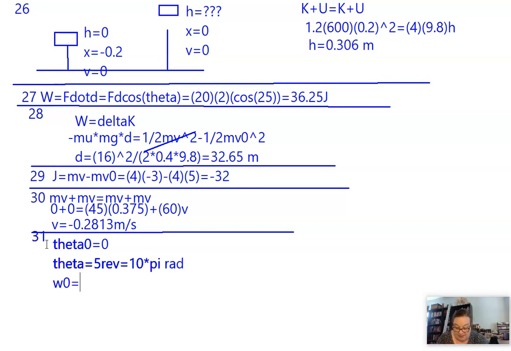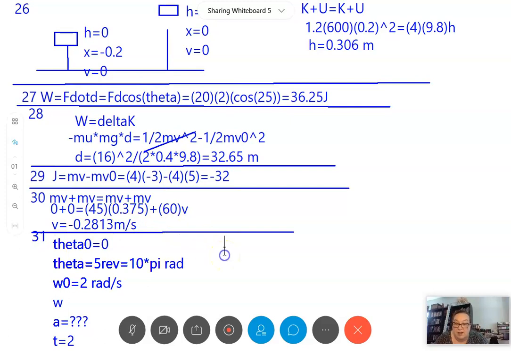My initial velocity is 2 radians per second. I don't know about the final velocity. I know I want to find the acceleration. And we know that the time, oh, hold on, 2 seconds later it has turned through. Okay, the time is 2 seconds. So that's my setup. The thing I don't care about is final velocity.